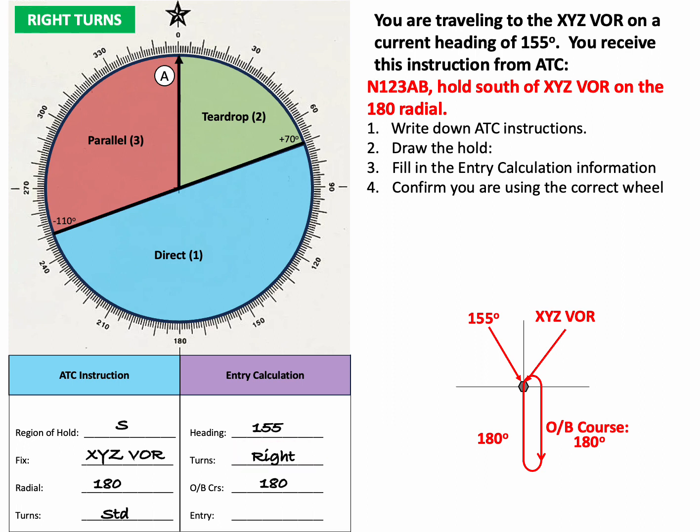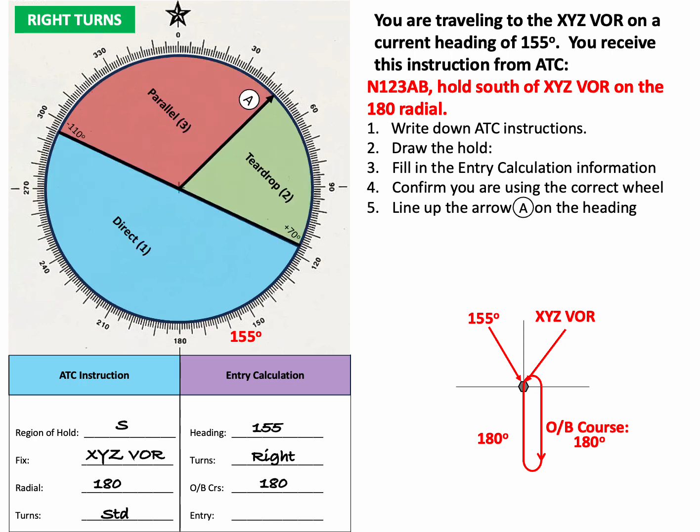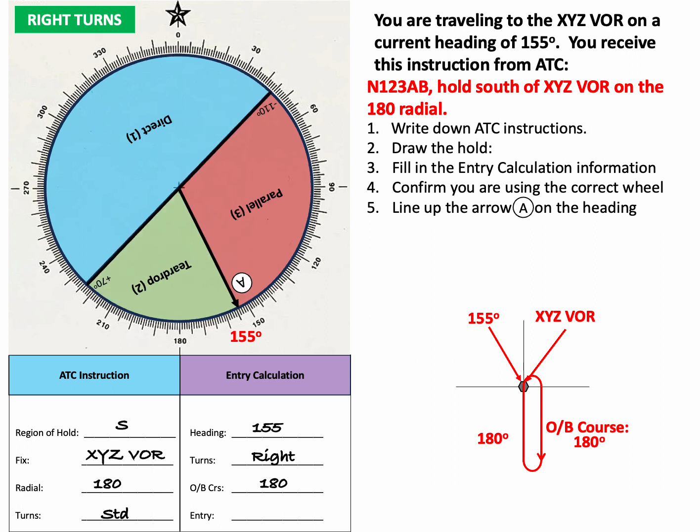To determine the hold entry, we first need to line up the circle A on the heading. Rotate the wheel until the circle A is on the 155. The next step is to mark the outbound course, 180. Next, look at the section where the outbound course is located, and that determines your hold entry. Teardrop. Write teardrop in the last line of the entry calculation, and you have the correct answer.